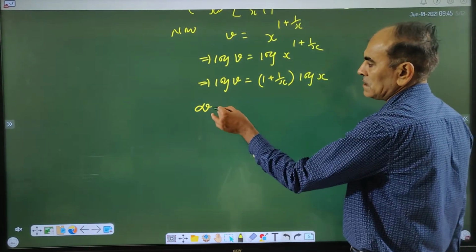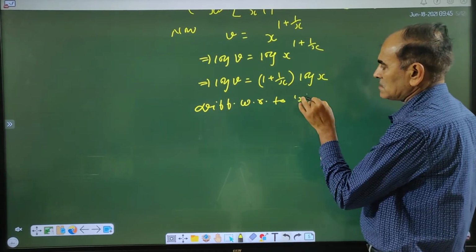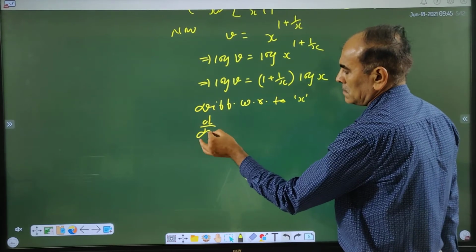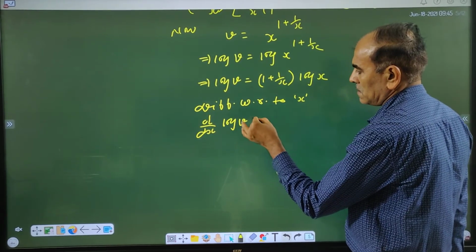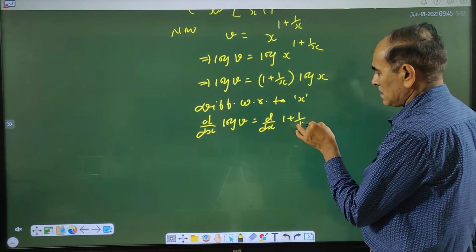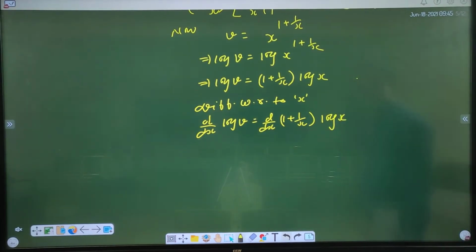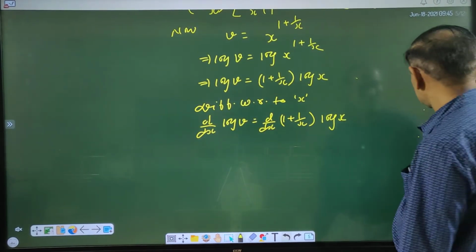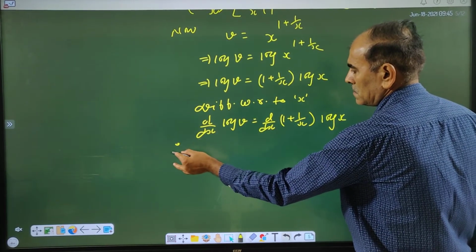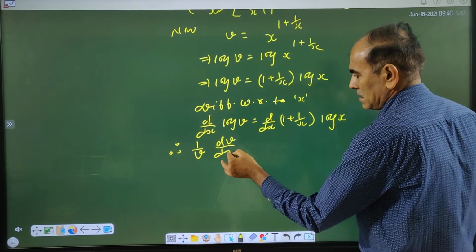So differentiate with respect to x on both sides. What we get? d by dx of log v is equal to d by dx of (1 plus 1 by x) into log x. And therefore, 1 by v dv by dx. Why?